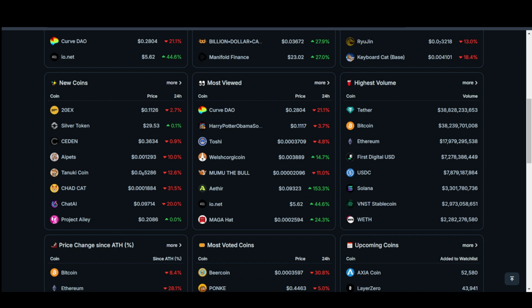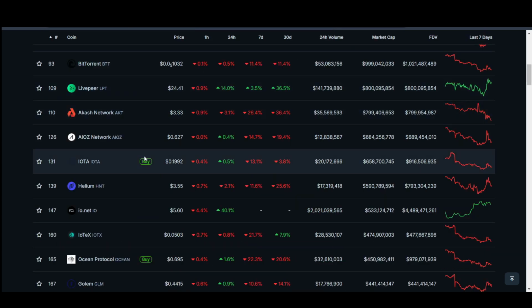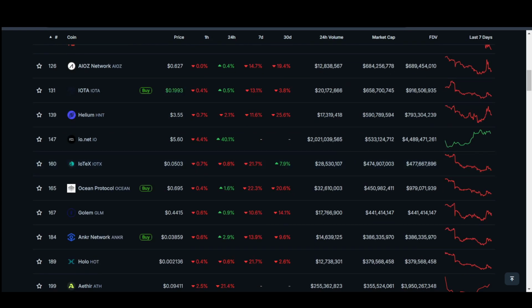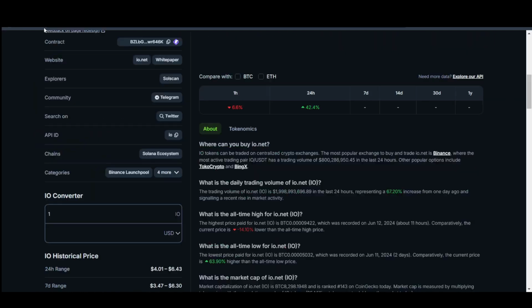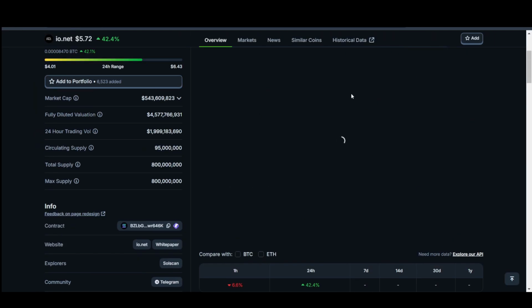Looking at IO, it's relatively new, so I think it has seen pretty good growth. Of course, I think we may actually see a correction, but as of now it's doing that good.